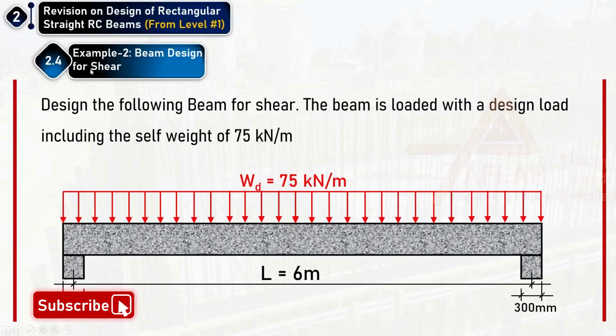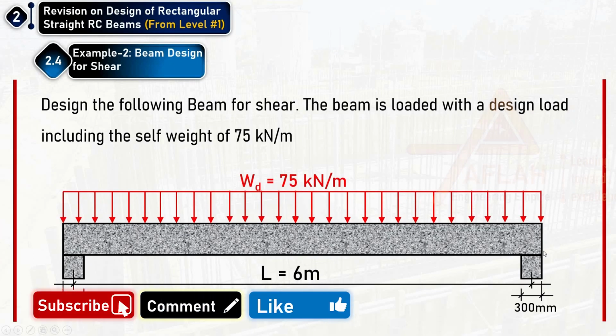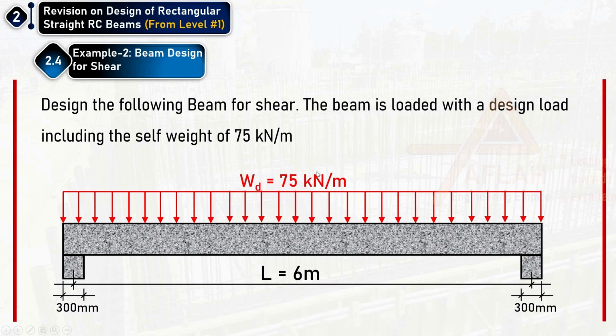Now this example gives us almost the same span beam, but the load is much different. Here we have a 75 kilonewton factored load, the design load. This is the design load, so everything is given, and we don't need to calculate the weight of the beam here. Already it is the design load. Now we are asked to design this beam for shear. The flexure design is everything similar to what we did in the previous example.